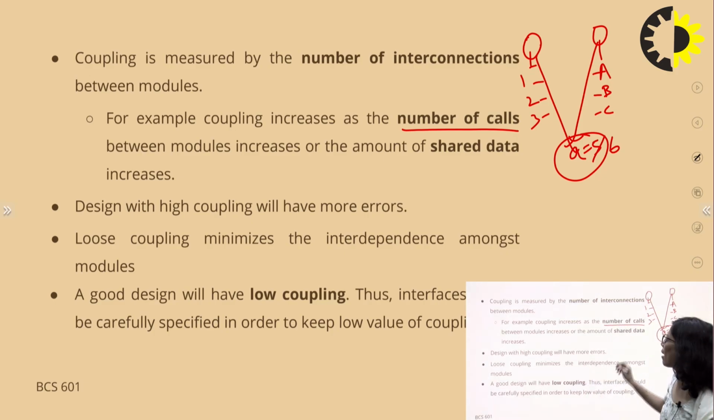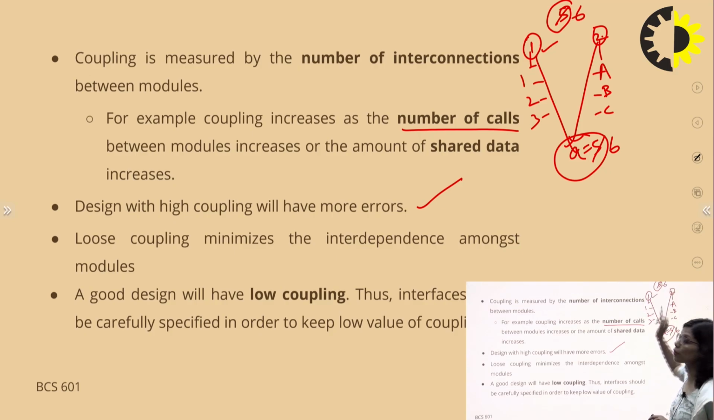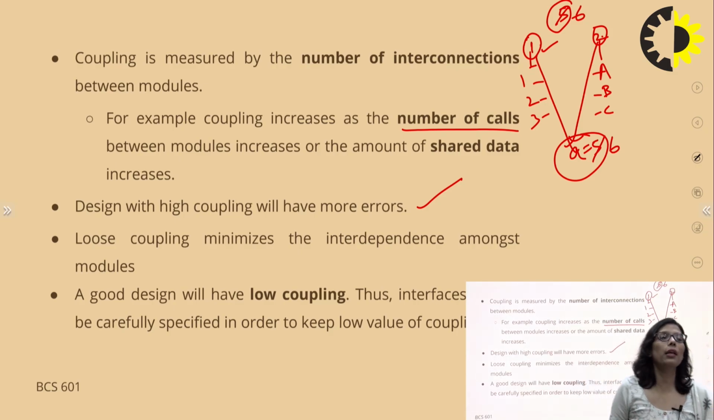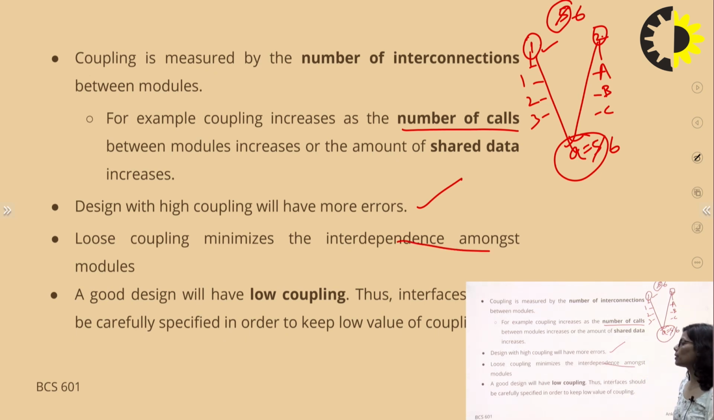Designs with high coupling will obviously have more errors. Suppose module 1 and 2 are using the data 5. Now if 2 malfunctions and changes the data to 6, and they are coupled, this one will also fail because it will have the corrupt data. So we can say high coupling will have more errors and low coupling will minimize the interdependence among the modules. What is required for a good design? It is low coupling. The interface should be carefully specified in order to keep a low value of coupling.